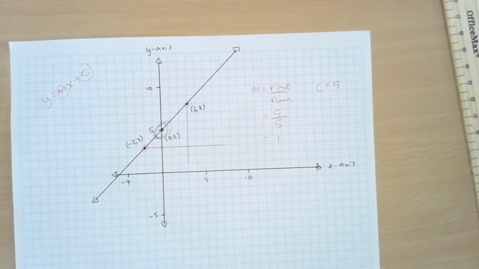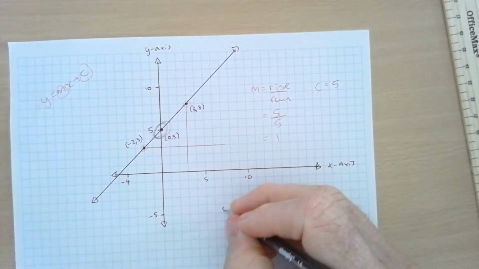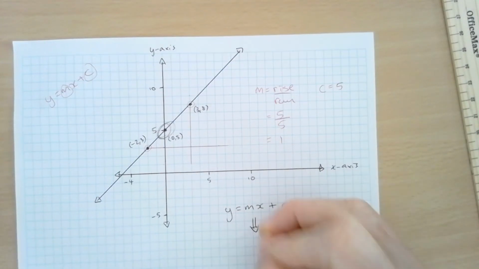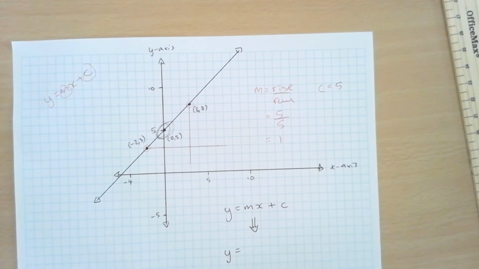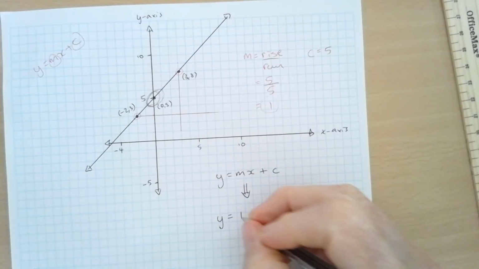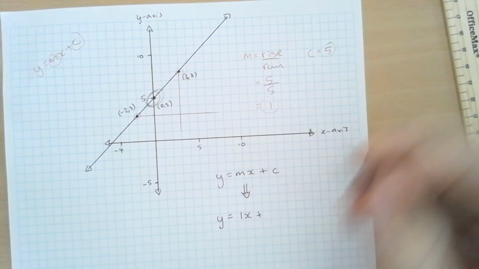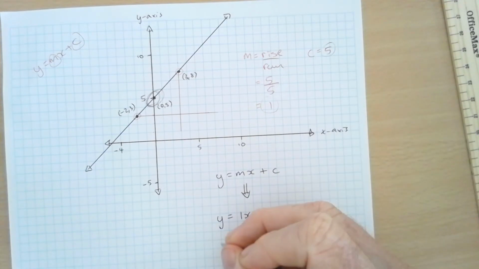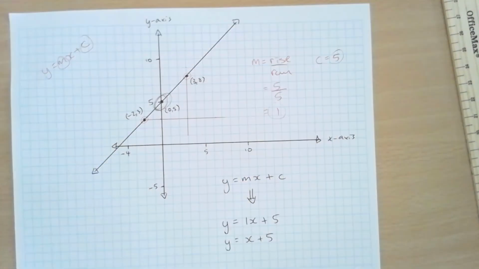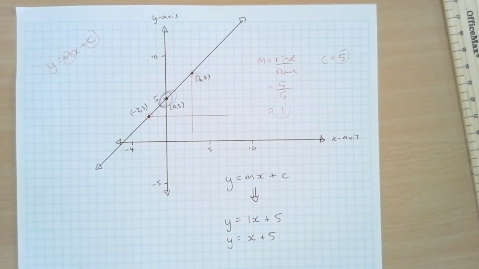The last part asks us to write the equation for that line. So instead of y equals mx plus c, that will now change into this: y equals the m we found to be 1, so 1x, plus our c we found to be 5. If you really want, you can rewrite that as y equals x plus 5. So there's the gradient, there's the y-intercept, and there's the equation for that line as well.